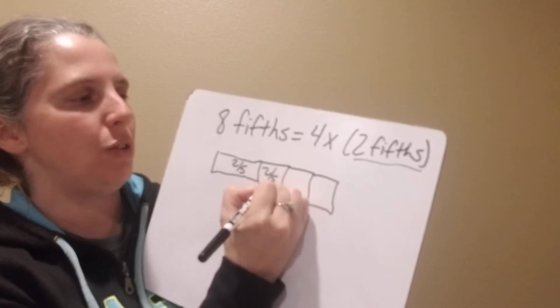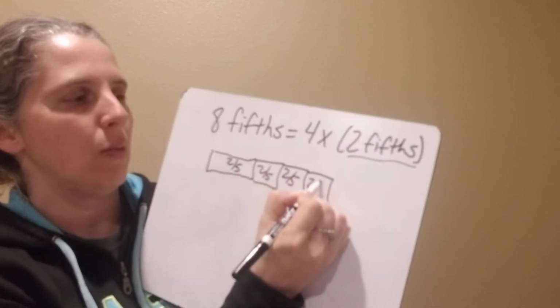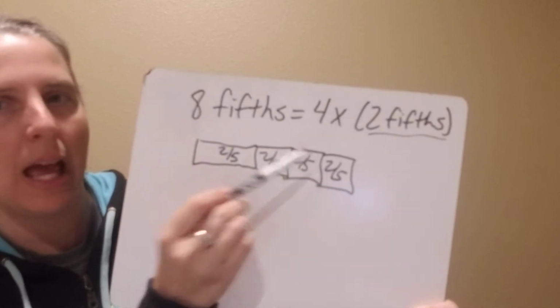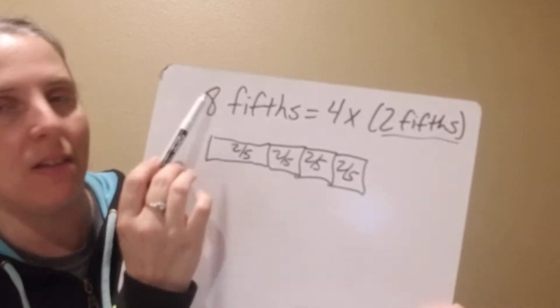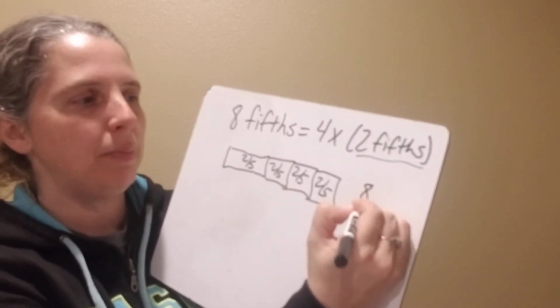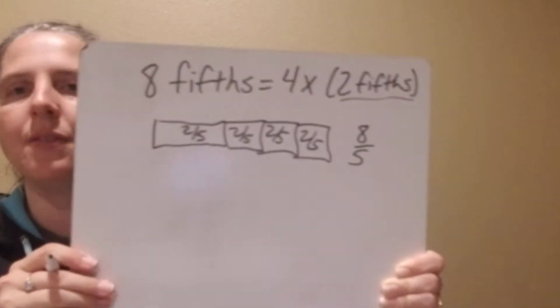If they all had 2/5 in them, count them. How many would we have? 2, 4, 6, 8 fifths. I'd have 8/5, right? So draw that tape diagram and then write 8/5 by it.